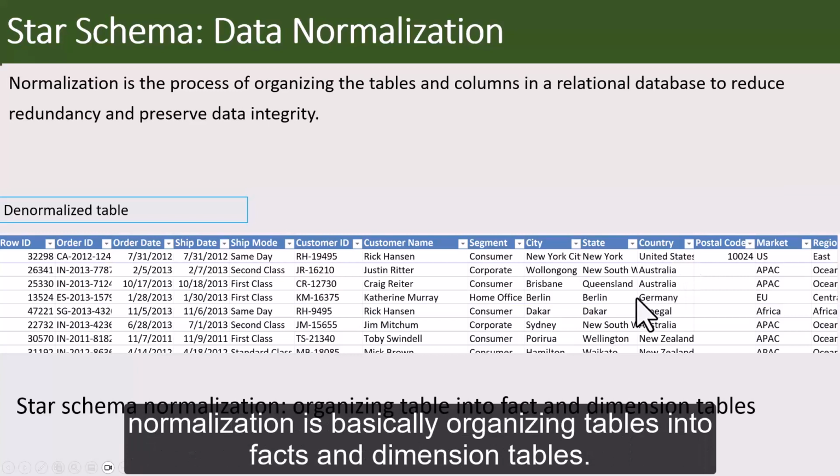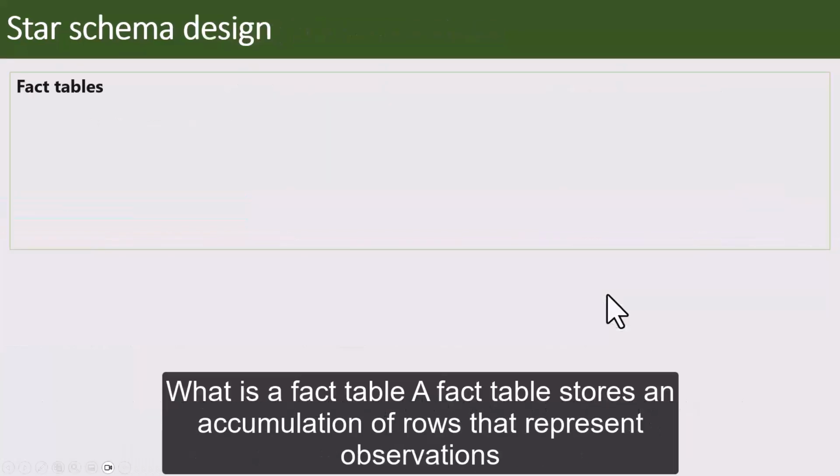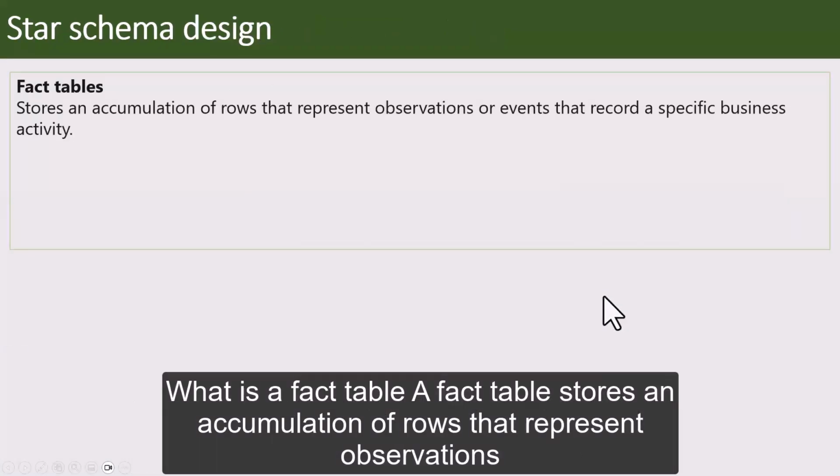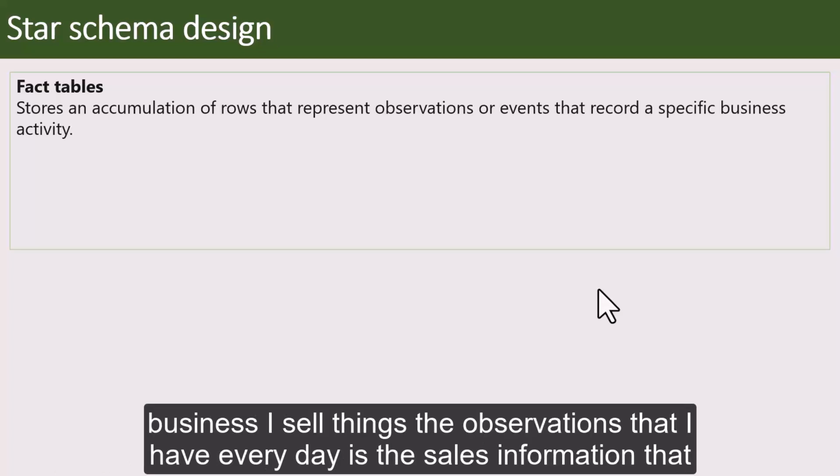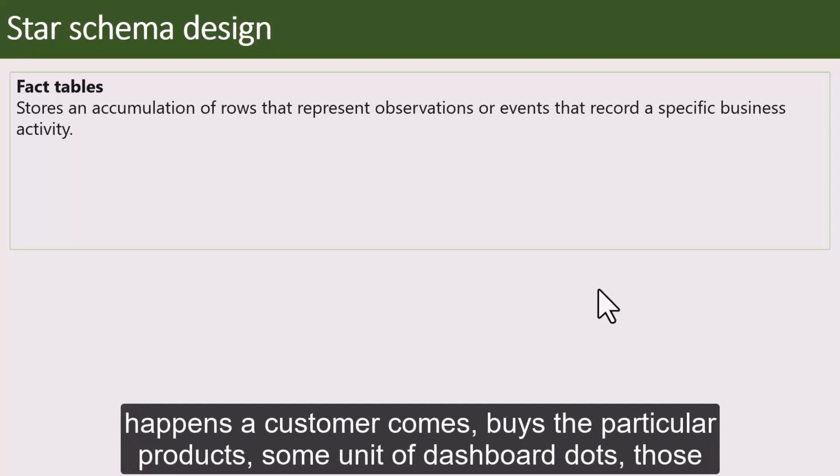Star schema normalization is basically organizing tables into fact and dimension tables. What is a fact table? A fact table stores an accumulation of rows that represent observations or events that record a specific business activity, which means if I have a retail business, I sell things, the observations that I have every day is the sales information that happens. A customer comes, buys a particular product, some units of that product.